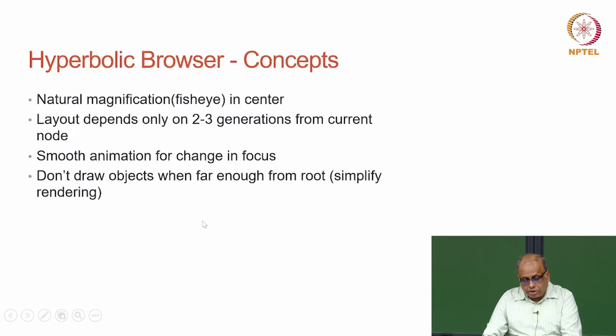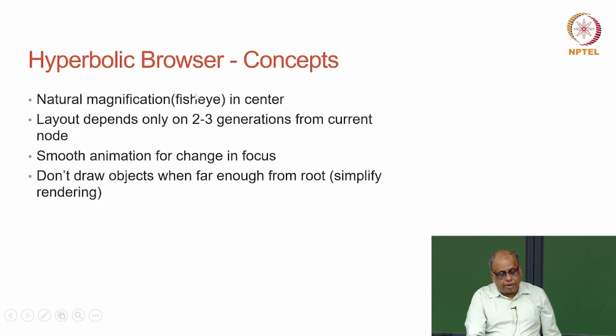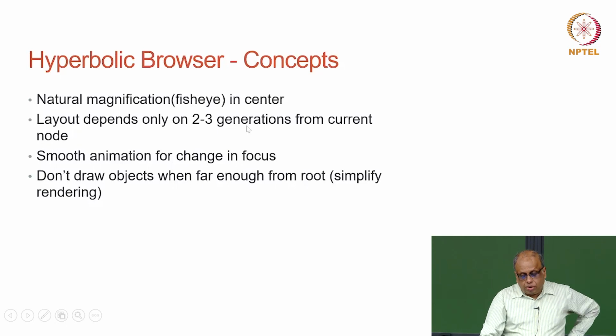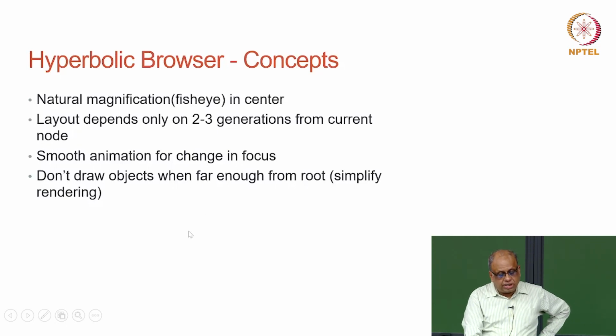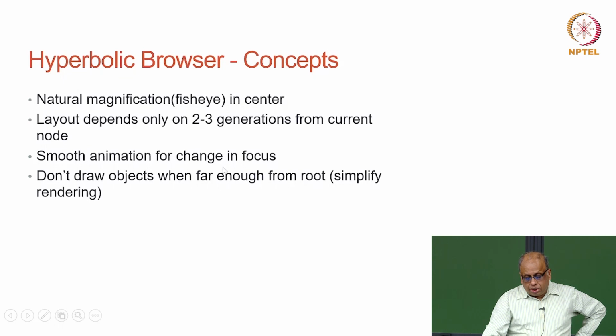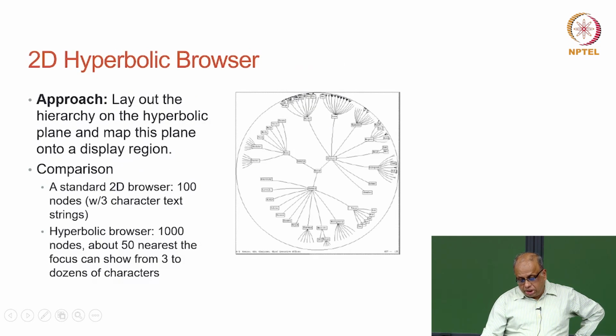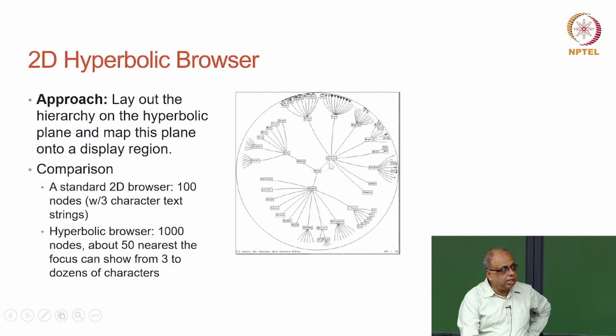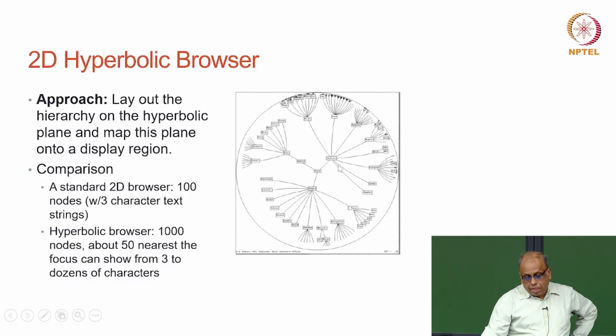Okay, so what is the concept of a hyperbolic browser? There is a natural magnification at the center. The layout depends on 2-3 generations from the center, and there is smooth animation, so you can change the focus and bring some other nodes into focus. You are focusing here, but in the context you can see more and more nodes. Therefore you get a better understanding of a large tree.